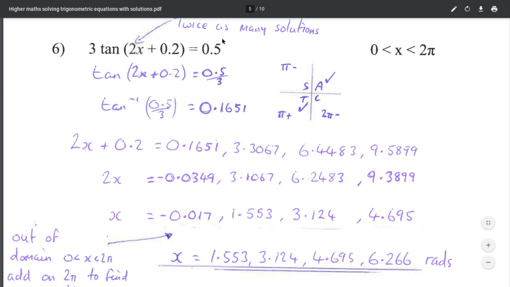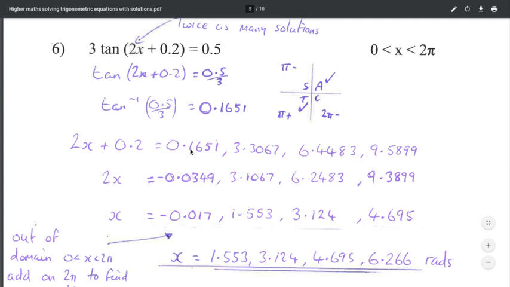And it's tan 2x, so twice as many solutions we're looking for. Remember, we've seen that from the graph. So I need to add on 2 pi to both of these solutions here, which will give me 6.448 and 9.59. Now I need to subtract 0.2 from every single value.